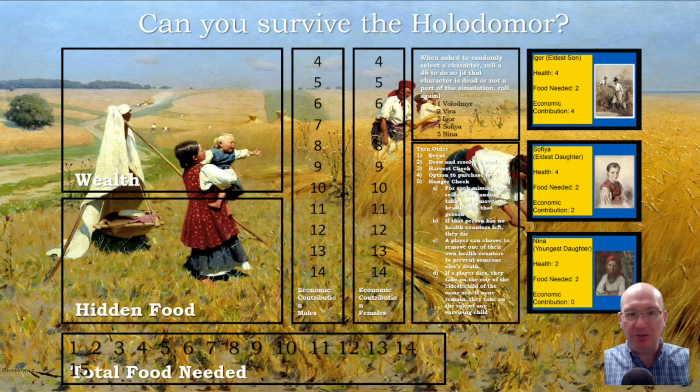But if you're dealing with a new group, you tell them, okay, so here's a board. You can see that there's a place marked wealth and hidden food. You're going to put counters there that show how much wealth and hidden food you have. You have these economic contribution things. You have the total food needed. You're going to put a marker there that tells us those numbers. Don't worry about it, I'll tell you the numbers momentarily. And I can also point out, okay, here's the random character selector if I want to.